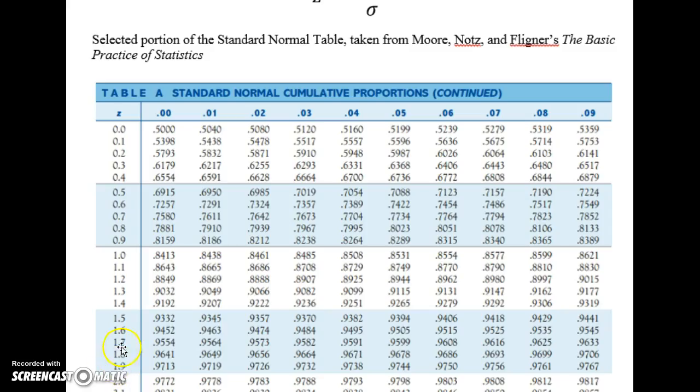Okay, we had a z-score of 1.54. So remember, the z-scores are on the margins here. Inside is the portion of the normal distribution that's to the left, that's less than that given z-score. So 1.54 would put us right here, 0.9382, which tells us 93.82% of the normal distribution is below a z-score of 1.54.